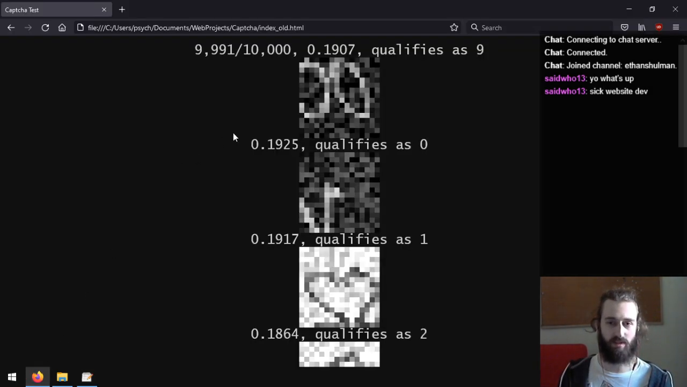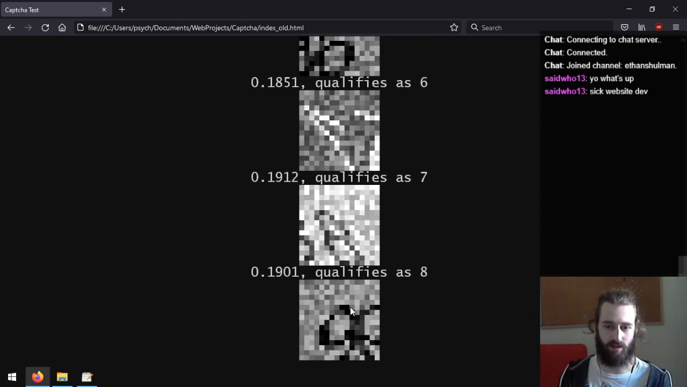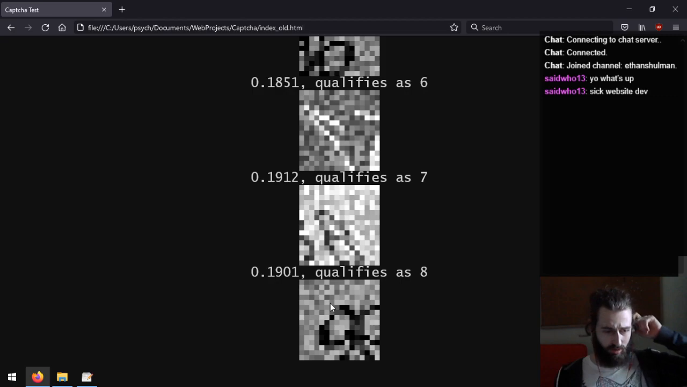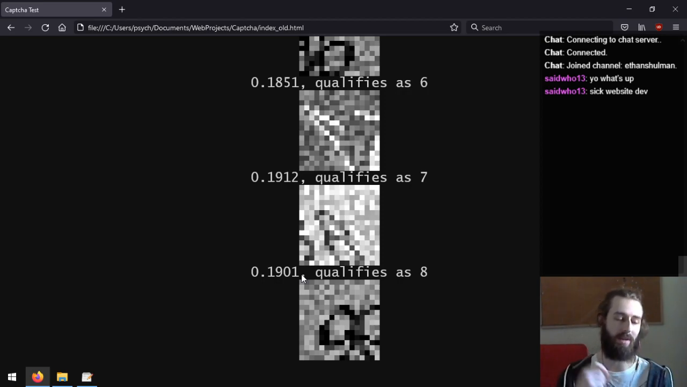So this is the captcha thing I was talking about. These are the captchas where it's like this is 0, 1, 2, 3, 4, 5, 6, 7, 8, 9. You'll be asked to basically enter numbers. And then I'm training a neural network to try and beat the captcha, because the whole idea is that if I can make a captcha that a neural network can't easily beat, it's probably going to be a pretty good captcha.